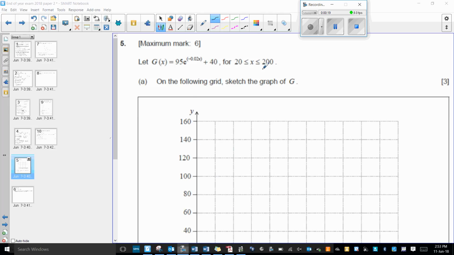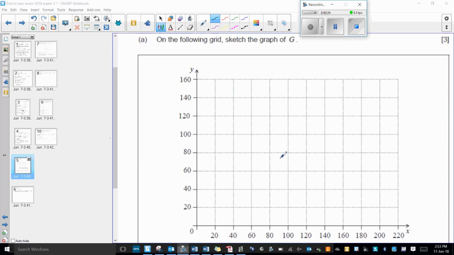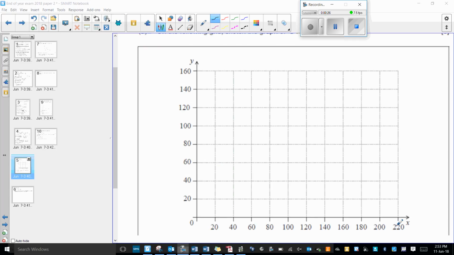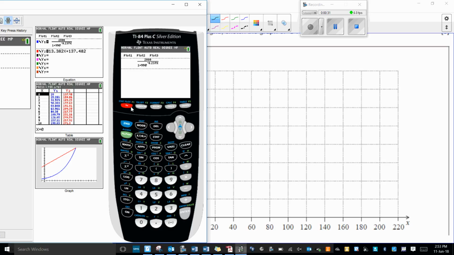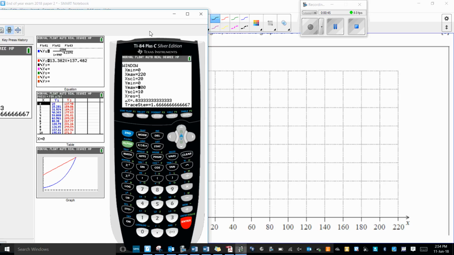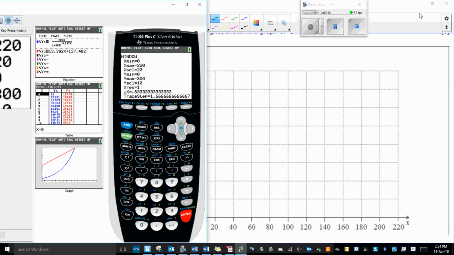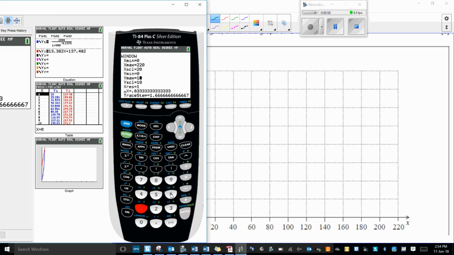So first thing, I'm going to set up my axes so it looks like this. I'm going to go from 0 to 220 on the x and 0 to 160 on the y. So 0 to 220 on the x, going up in multiples of 20, and 0 to 160 in multiples of 20 on the y. Oops, so Daisy did it again.